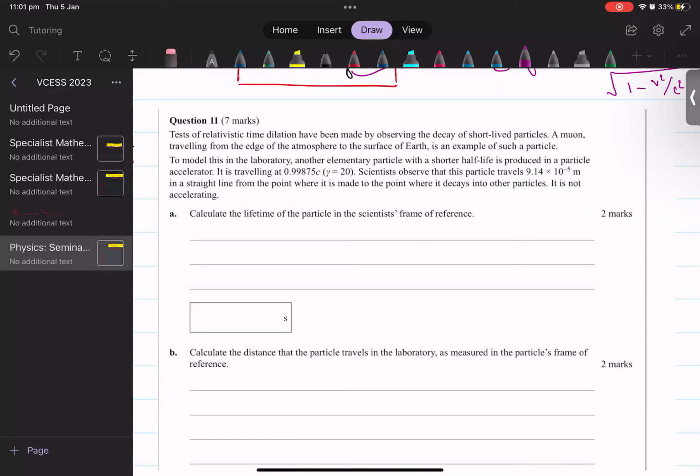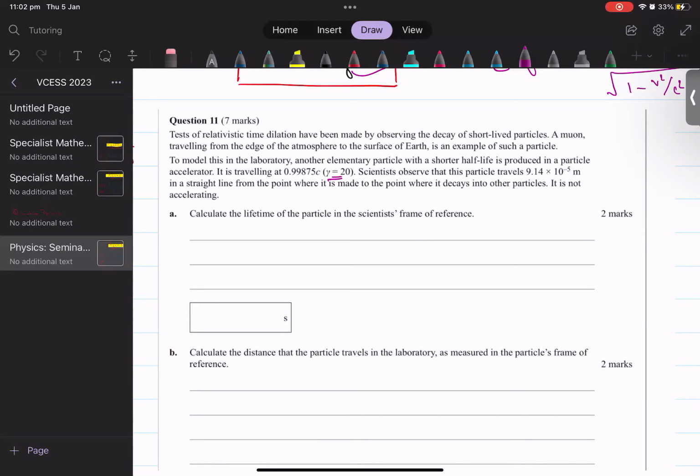So what it says is: tests of relativistic time dilation have been made observing the decay of short-lived particles. A muon, which is a heavy electron, traveling from the edge of the atmosphere to the surface of the Earth is an example of such a particle. To model that in the laboratory, another elementary particle with a shorter half-life is produced in a particle accelerator, and it is traveling at 0.99875 c, gamma equals 20. So the Lorentz factor, they've given you the value. You don't have to work it out yourself. Scientists observe that this particle travels 9.14 by 10 to the minus 5 meters in a straight line from the point where it is made to the point where it decays into other particles.